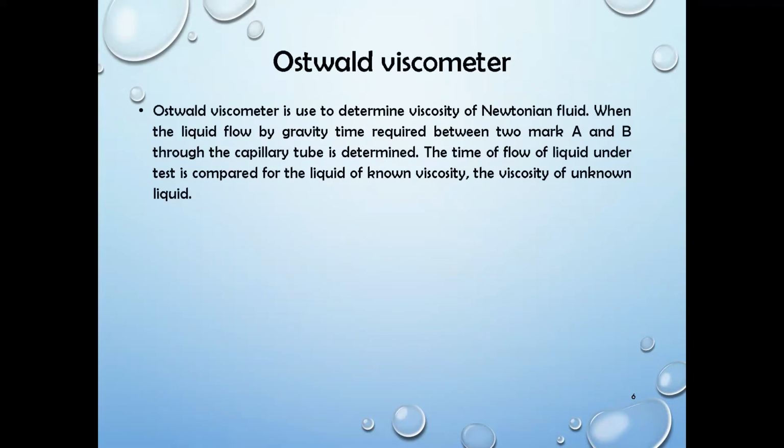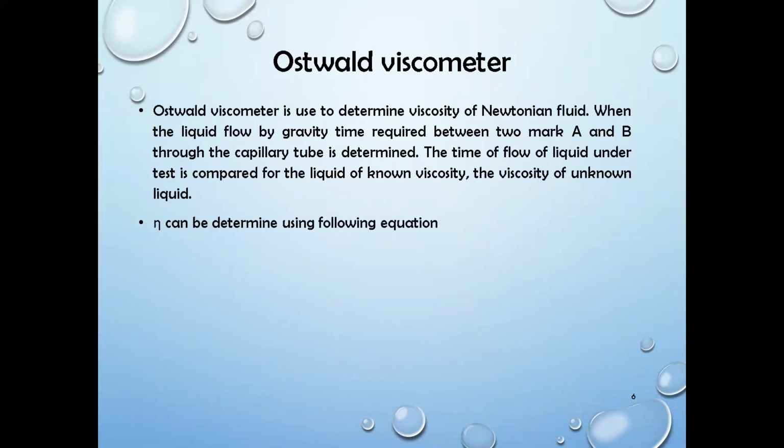So what is Ostwald viscometer? It is used to determine the viscosity of only Newtonian fluids, that is when the liquid flows by gravity, the time required for the flow between two marks A and B is calculated, and that is compared with the liquid of known viscosity.